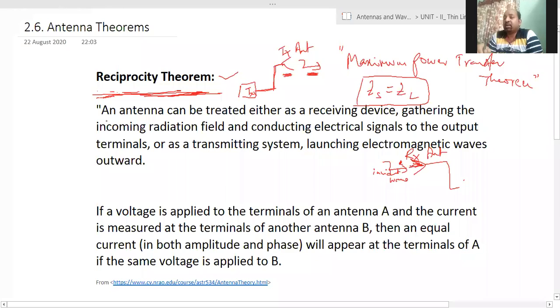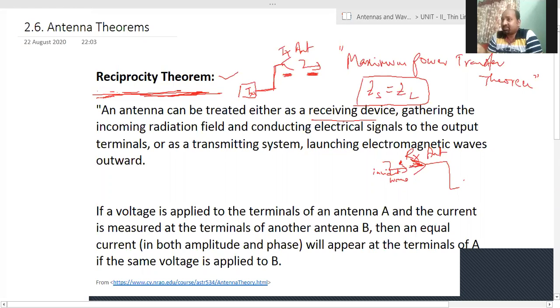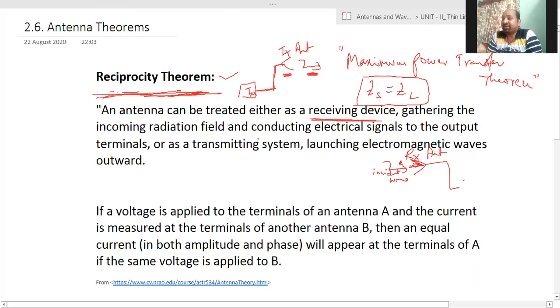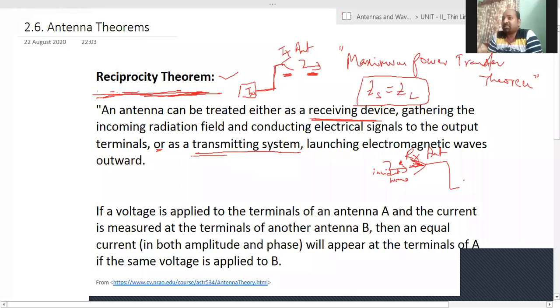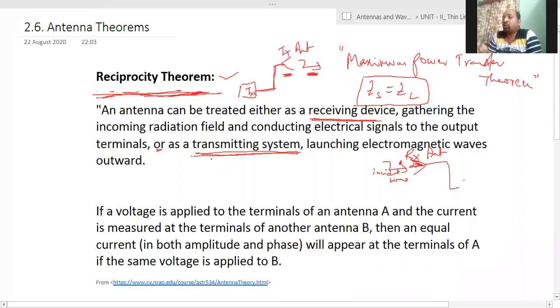In analogy to antennas, an antenna can be treated either as a receiving device, gathering the incoming radiation field and conducting electrical signals to the output terminals, or as a transmitting system, or a transmitting device, launching electromagnetic waves outward.